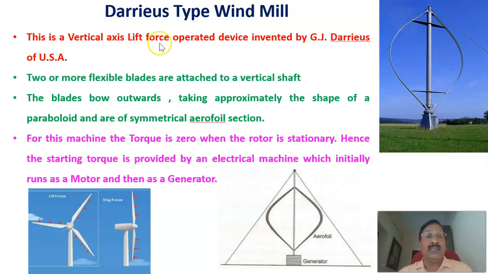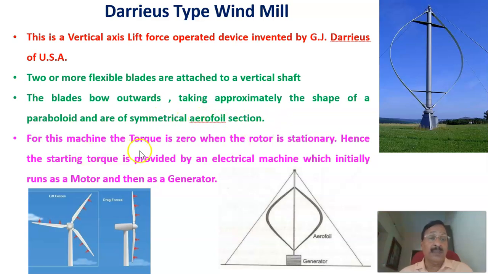The second type of vertical axis wind turbine is called the Darrieus type of windmill. This is a vertical axis, lift force operated machine. In that one, lift force is used, not the drag force. This lift force operated device was invented by G. J. Darrieus of the USA. Two or more flexible blades are attached to a vertical shaft. This is the vertical shaft, and the blades move, taking approximately the shape of a paraboloid, and are of symmetrical aerofoil section.